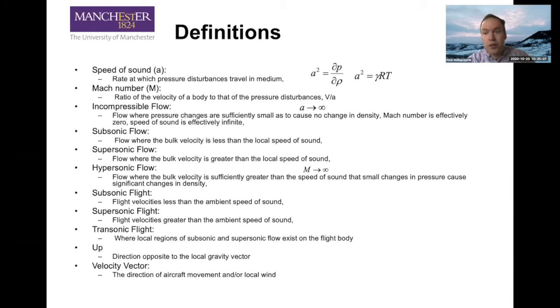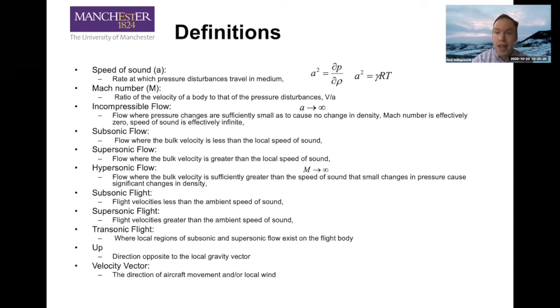It's named after Ernst Mach, a Swiss mathematician, and it is basically the ratio of the velocity of the body or the flow to the pressure disturbances that travel through that, V over A. So the velocity over the speed of sound. As you get closer to the speed of sound, your Mach number gets closer to 1. If your Mach number is above 1, it's supersonic.